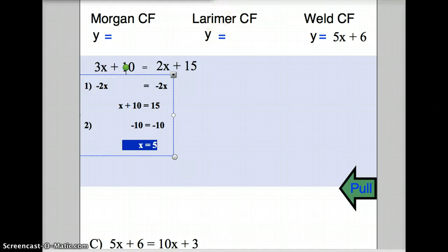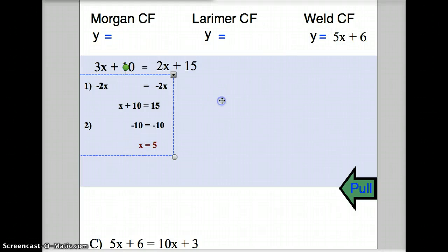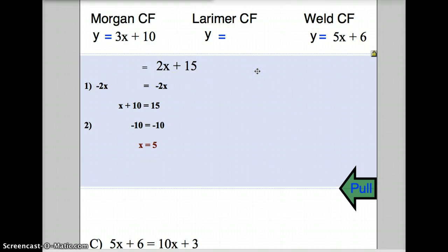However, I'm not done. I'm going to put that in a different color so you can clearly see where that answer came from. Now that I have x equals 5, I take the very first equation here, the equation of Morgan, and I'm going to plug in for that. So I go y equals 3 times my newfound x, which is 5, plus 10.